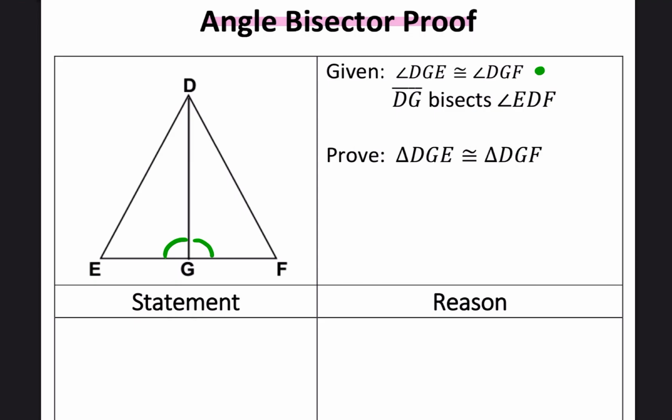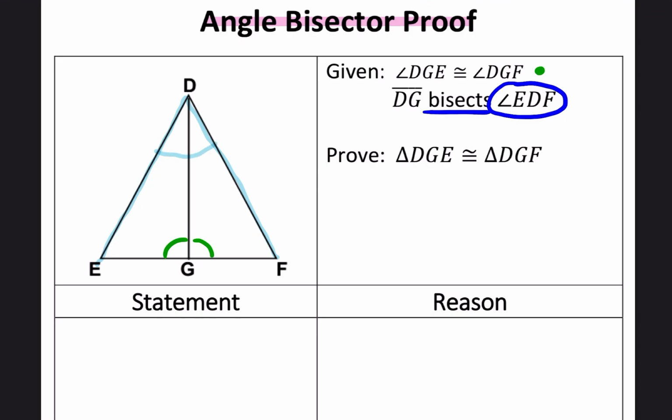Now, this second given, I see the word bisect. That's really important, right? Let me actually go ahead and underline it. The word bisect, and what comes after it is an angle. So that angle is getting cut in half. So this angle, again, I'm just going to highlight it because we're still learning. EDF is the angle that's getting cut.